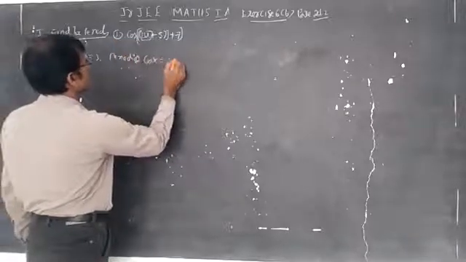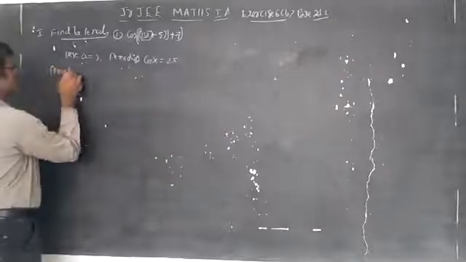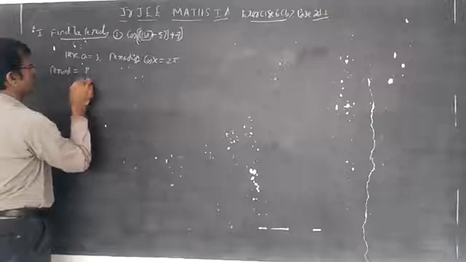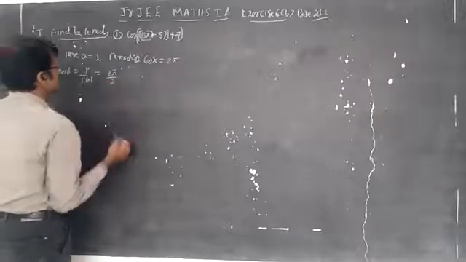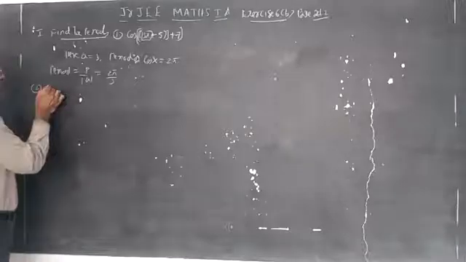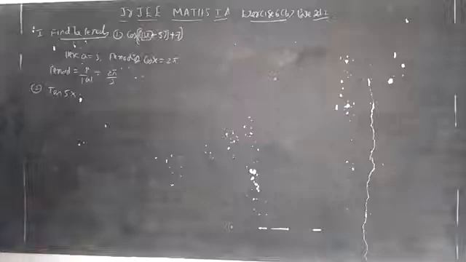Period of cos x is equal to 2 pi. Now write the original period formula. P by mod a, that is 2 pi by 3. That's all.